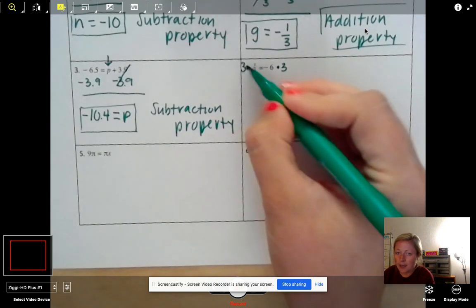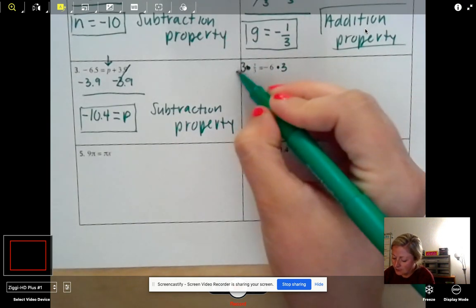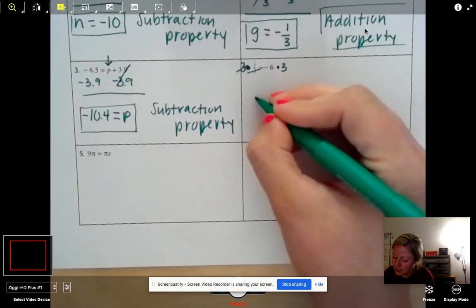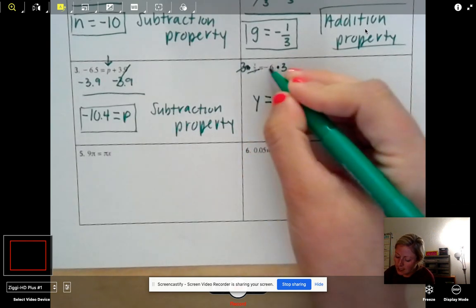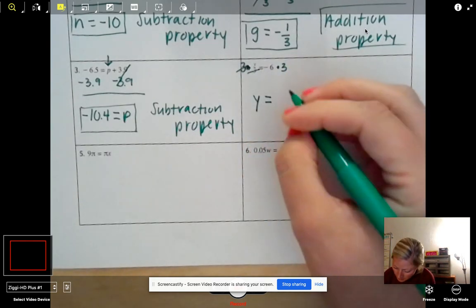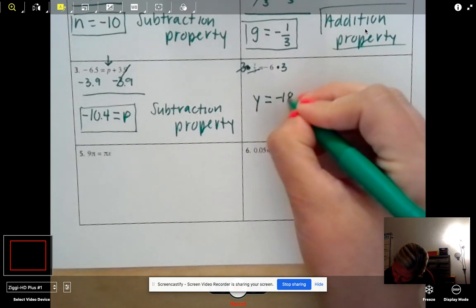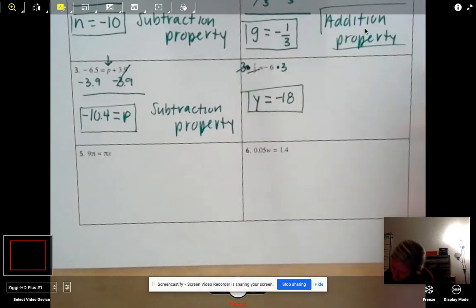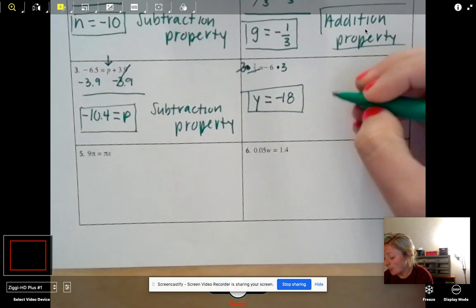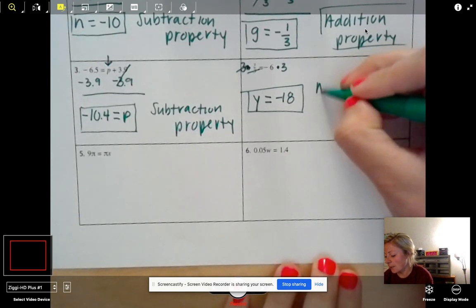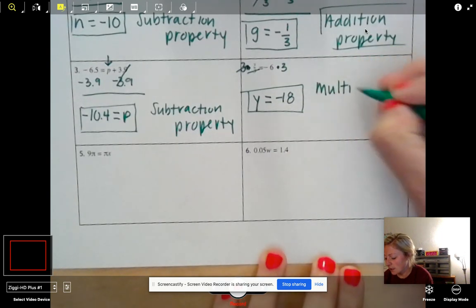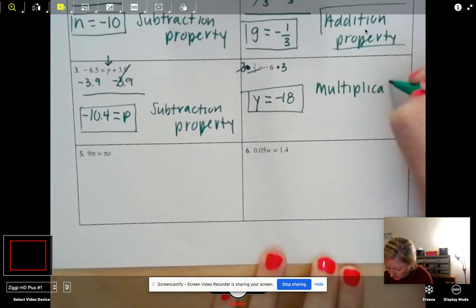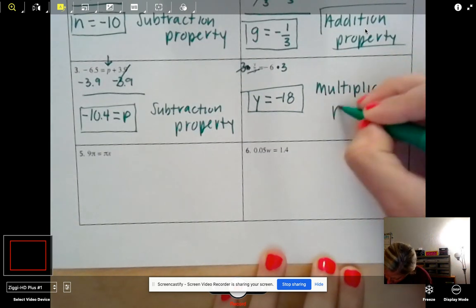So now if I multiply this left side by 3, these 3's actually cancel. So we're just left with y. And now we take negative 6 times 3, and we get negative 18. And what property did we use? We used the multiplication property.